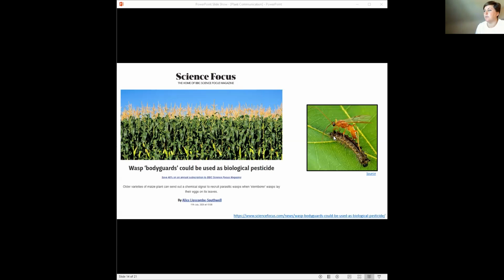So you can see here, this would be a caterpillar munching on this corn. The corn produces a hormone and it attracts the bodyguard wasp, which actually lays eggs in the caterpillar, and the caterpillar will not survive.